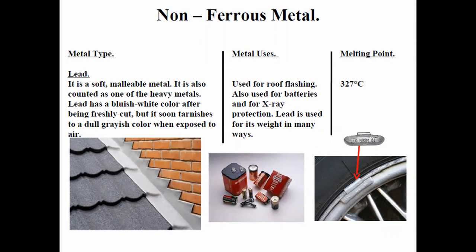It's bluish white in color when it's freshly cut, but it soon tarnishes to a dull grayish color when exposed to air. So I'm sure we've heard about Kawe. That's the place where we mine a lot of lead some decades back.